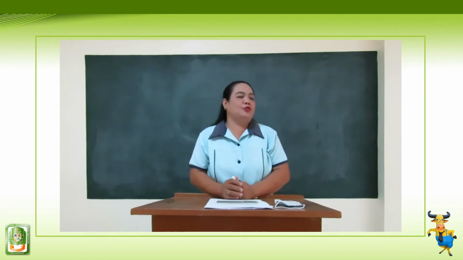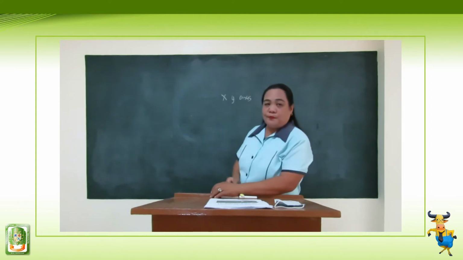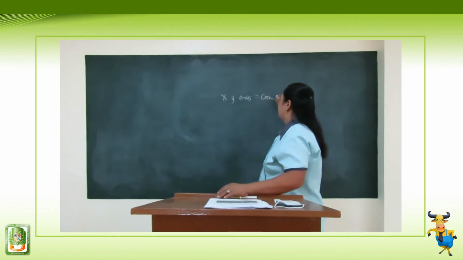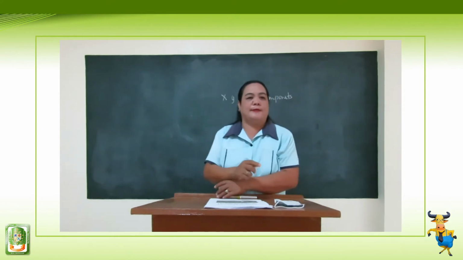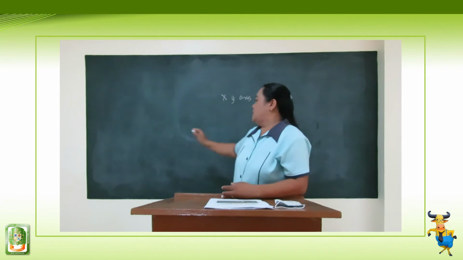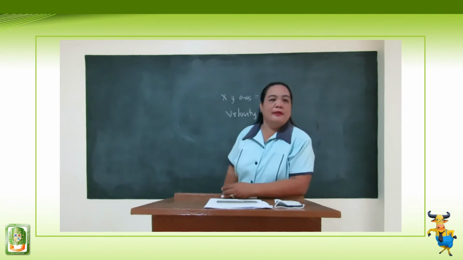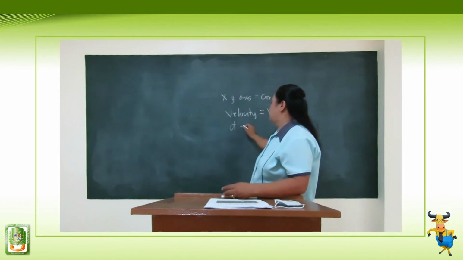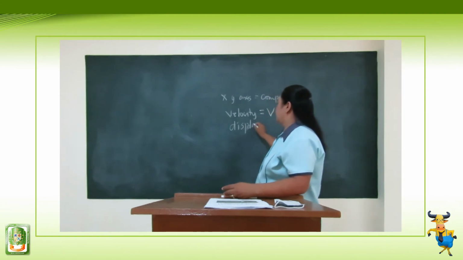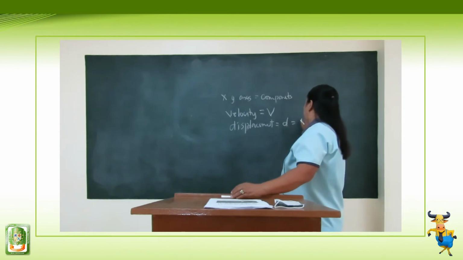To understand projectile motion completely, we need to know its components along the x and y axis. So the x and y axis is the component. Two components, including velocity and acceleration. The symbol of velocity is v, and displacement is d, or this is called range.